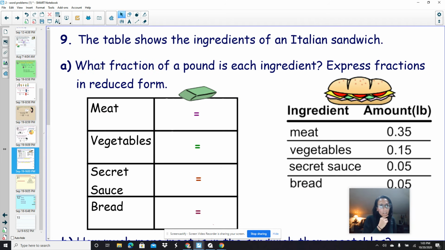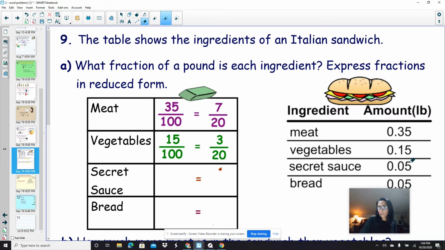Okay. The table shows the ingredients of an Italian sandwich. What fraction of a pound is each ingredient? Express the fractions in reduced form. So let's talk about meat. How do I write 0.35 pounds as a fraction? That terminates in the hundredths place value, so it's 35 over 100, and that reduces to 7 over 20. Vegetables, 15 out of 100, which reduces to 3/20. Secret sauce, interesting, is 5 out of 100, which is 1/20. And then the bread is also 1/20.